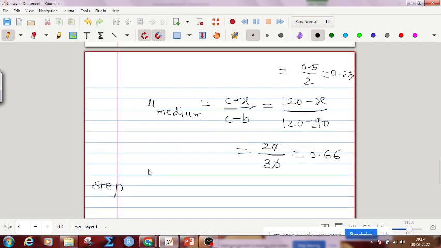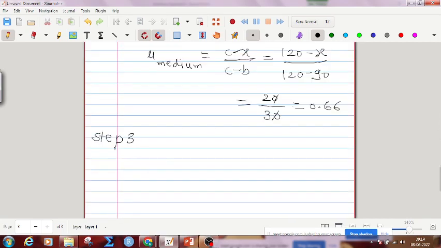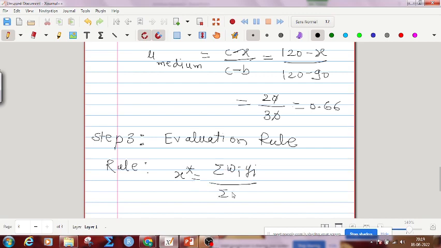Okay, now let us go for the next step. Step number 3. If we are going to find out what will be step number 3, it is evaluation of the rule. How many rules are we having? We are just having 2 rules. So let us consider the first rule. For the first rule we are evaluating. What we want now directly is the value of x star. X star is nothing but the summation of wi yi divided by summation of wi.